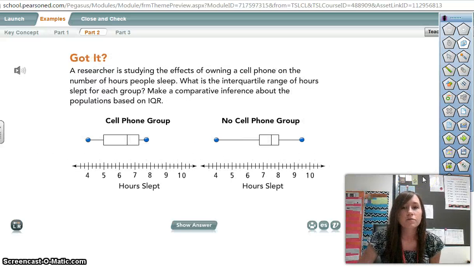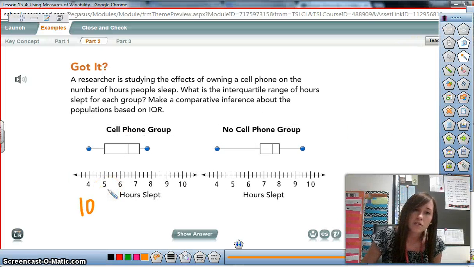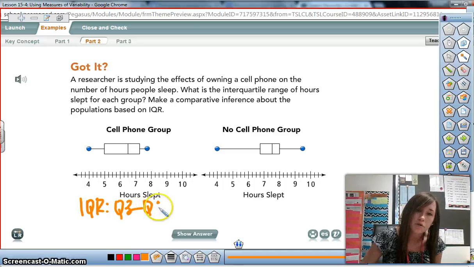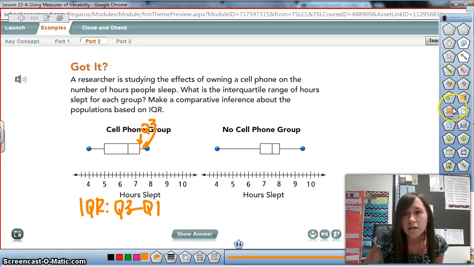Back to the cell phone study. We're studying the effects of owning a cell phone on the number of hours people sleep. What is the interquartile range of hours slept for each group? Make a comparative inference about the populations based on the IQR. So we're looking at the interquartile range, which would be the 3rd quartile minus the 1st quartile. Our 3rd quartile is always on the right side of the box here.